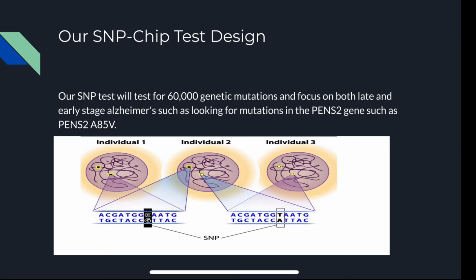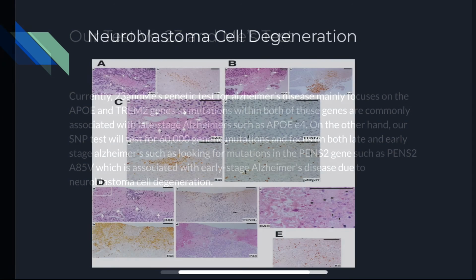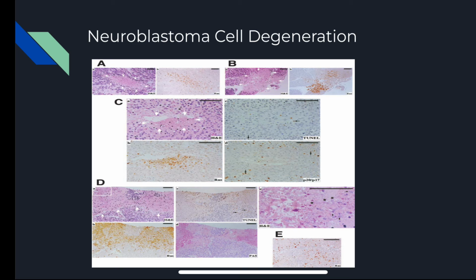Our test versus 23andMe's test. Currently, 23andMe's genetic test for Alzheimer's disease mainly focuses on APOE and TREM2 genes, as mutations within both of these genes are commonly associated with late-stage Alzheimer's, such as APOE4. On the other hand, our test will test for 60,000 mutations and focus on both late and early stage Alzheimer's due to the PSEN2 gene, which is associated with neuroblastoma cell degeneration in the mutation A85V. And this is a slide of cell degeneration in neuroblastoma cells.